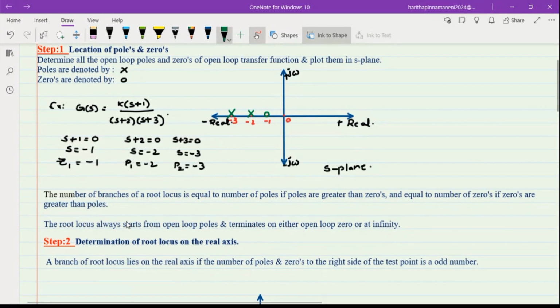Before coming to the second step, the number of branches of root locus. For the given transfer function, how many branches of root locus we will get is based on the number of poles or number of zeros. Suppose the number of poles, denoted with n, is greater than the number of zeros, m. Here n is number of poles and m is number of zeros. If poles are greater than zeros, then the number of root locus branches is equal to n. Suppose if m is greater than n, then the number of root locus branches is equal to the number of zeros.